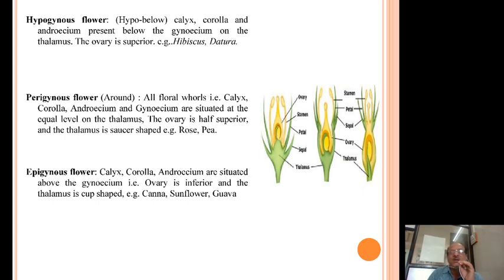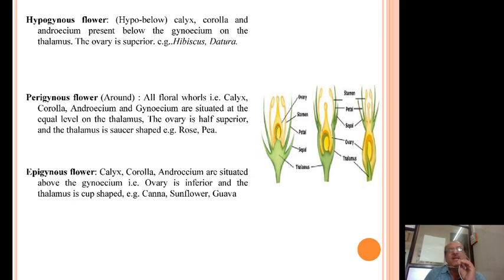Now, according to the relative position of the other floral whorls with that of the ovary, you have three different types of flowers: hypogynous flower, perigynous flower, and epigynous flower. Starting with the first one, that is the hypogynous flower.